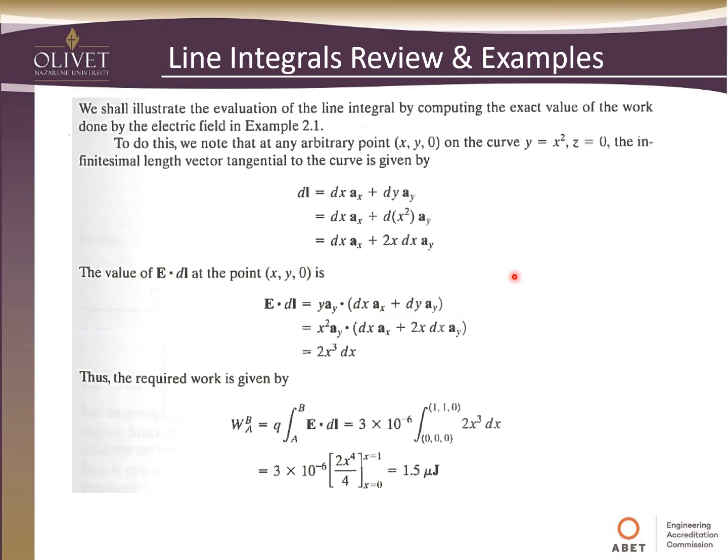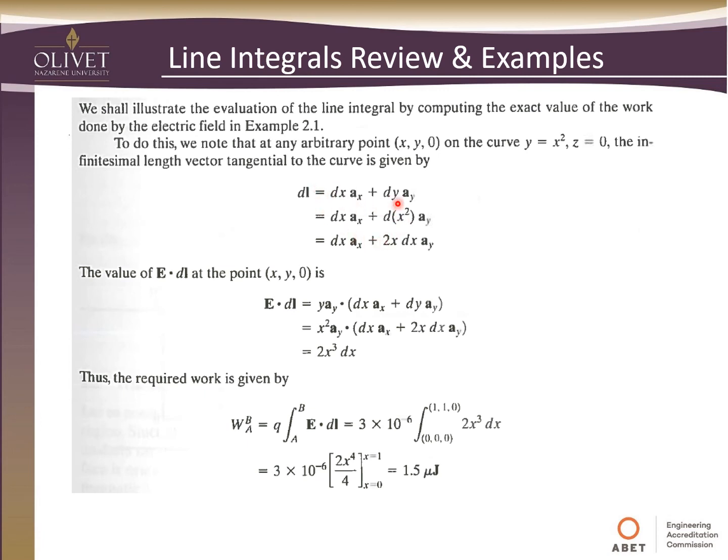Of course, we can also work this as just a straight line integral, and we want to illustrate that to see how these two compare. So to do this, we note that at any arbitrary point (x, y, 0) on the curve y equals x squared, z equals 0, the infinitesimal length vector tangential to the curve is given by this right here. So the dl, or the change in length, is going to be the change in x in the x direction plus the change in y in the y direction. Well, we already know the relationship between these: y is equal to x squared.